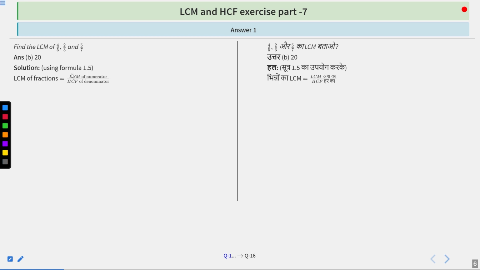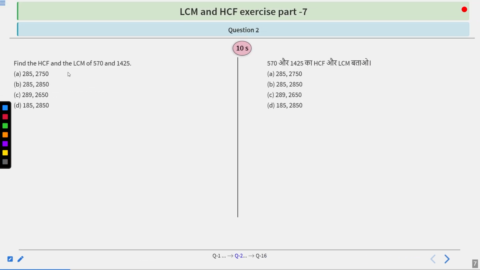Now using formula 1.5, we know that LCM of fractions is equal to LCM of numerator upon HCF of denominator. Our fractions were 4 upon 5, 2 upon 3 and 5 upon 7. So we have to take the LCM of 4, 2 and 5 divided by HCF of 5, 3 and 7. Now the LCM of 4, 2 and 5 is 20. But 5, 3 and 7 had HCF 1 because all are prime numbers. So 20 upon 1 is 20. That means the LCM of all these three fractions is 20. Option number B is the correct answer.